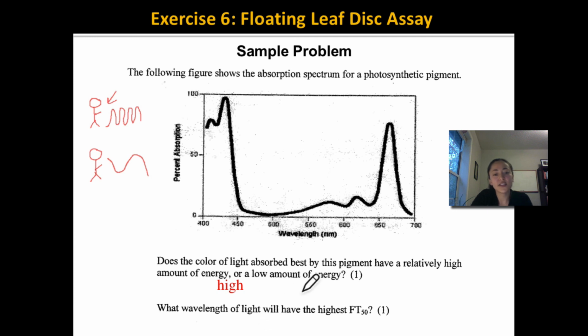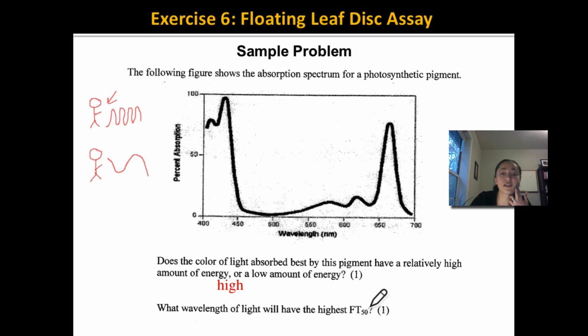Let's look at the next question. It says, what wavelength of light will have the highest FT50? All right, don't freak out when you read this word FT50. Just reword it in your mind, okay? So instead, read this as, what wavelength of light will take the longest amount of time for it to float? Remember, FT50 means the amount of time it takes for it to float.